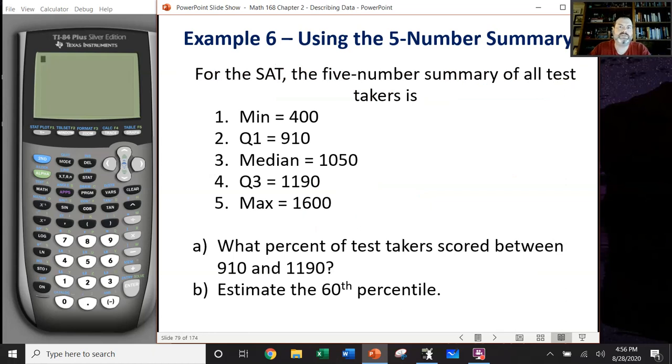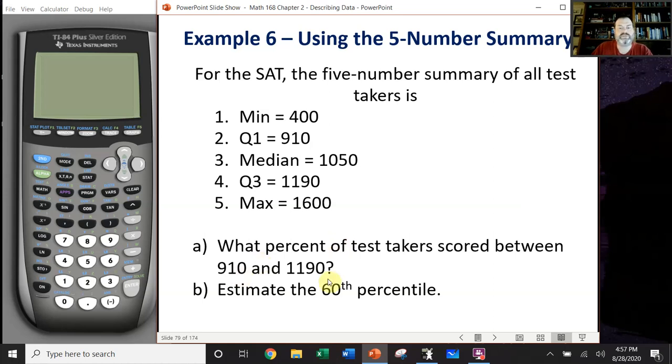So here's using the 5-number summary. For the SAT, the 5-number summary of all test takers is 400, 910, 1050, 1190, 1600. What percent of test takers scored between 910 and 1190? Just go back to the picture again. 25% scored between these two, and 25% between these two. Every pair of consecutive numbers in the 5-number summary has 25% of the data. So if it's 25% here and 25% here, then that's 50%.